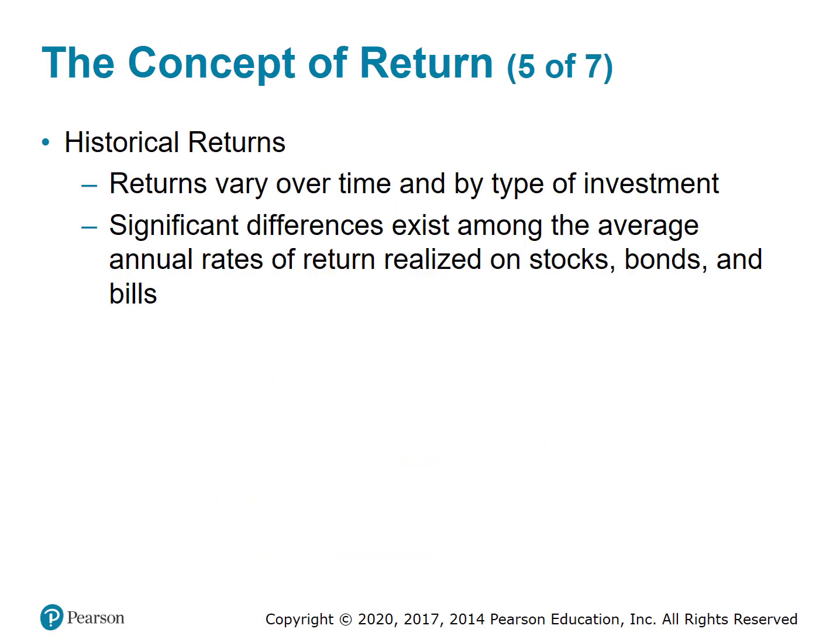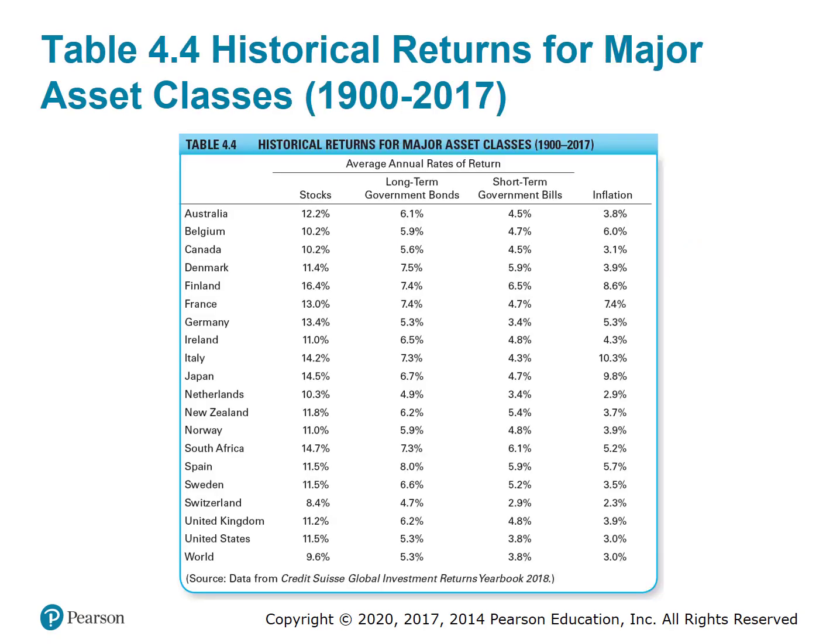Historical returns can tell you a lot about the general performance of an asset class. Average returns will be different for stocks, bonds, etc. in different countries, and we'll see it on the next slide. This table recaps average returns on stocks, long-term government bonds, short-term government bonds, and the inflation rate from 1900 to 2017 in a variety of countries. Highest return on stocks, South Africa. Long-term government bonds, Spain. Short-term government bonds, Finland. Inflation, Italy. Overall averages are shown at the bottom, and the United States is close to the world averages, with better returns on stocks.